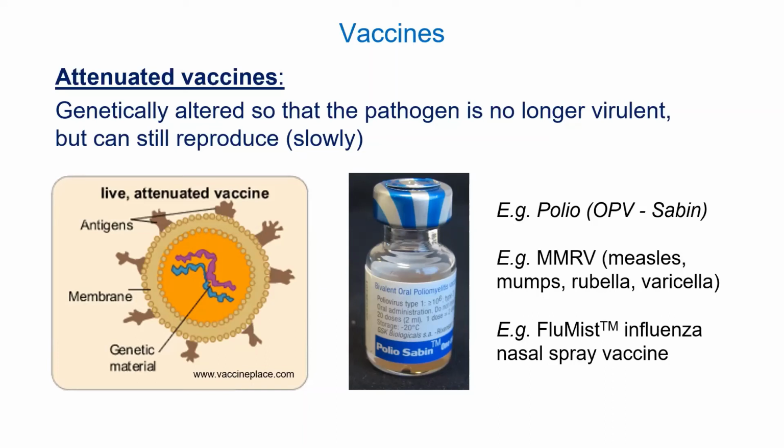We have the oral polio vaccine, OPV. We're going to talk about the polio vaccines in a few minutes. The MMRV, so the mumps, measles, rubella, varicella vaccine, is actually 4 attenuated viruses. And there's also the flu mist, the nasal flu shot. So the one that's not a shot, I guess, the one that's getting sprayed up the nose, is also an attenuated vaccine.